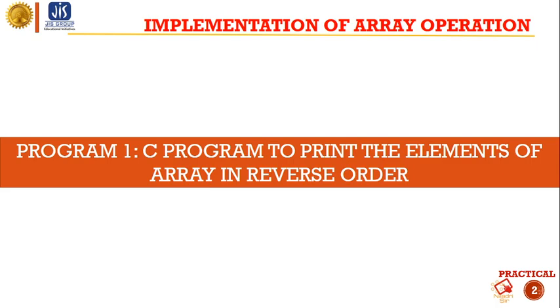So, our first program is to print the elements of an array in reverse order. If there are five elements like 1 2 3 4 5, we have to print it in reverse order, that is 5 4 3 2 1. So our objective is to print the elements of an array in reverse order. Let's do that program.